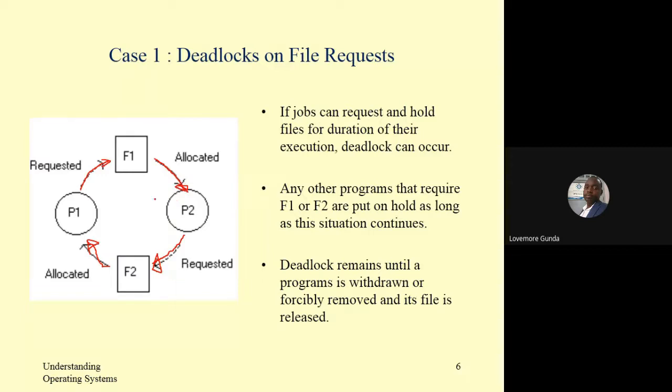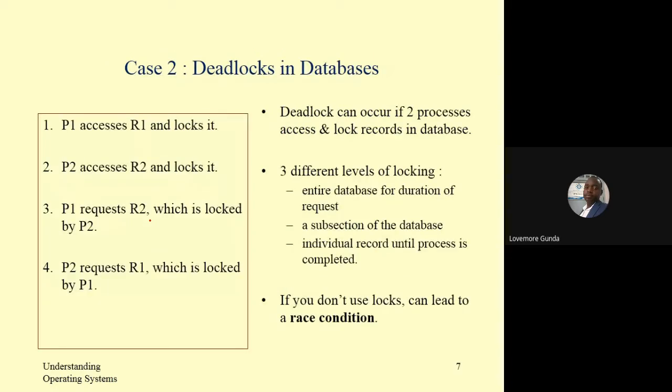So the deadlock will remain until one program is withdrawn or forcibly removed and its file is released. That means you might actually have to terminate process number 2, such that when process number 1 requests file number 1, it is now available. So that is the external intervention which we are talking about in this file allocation. Then in a database, deadlock can occur if two processes access and lock records in a database.